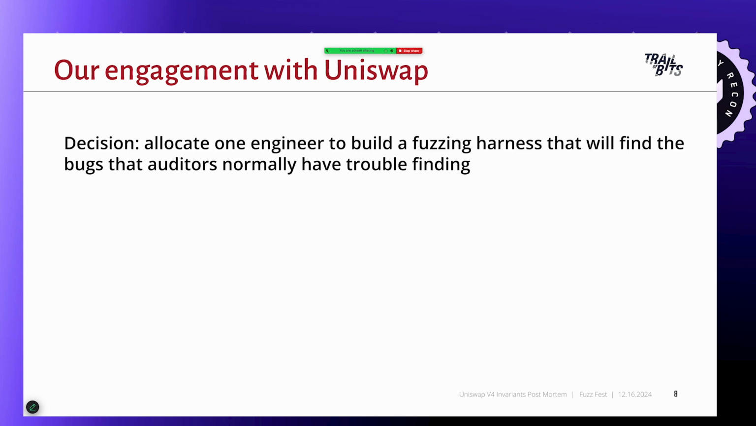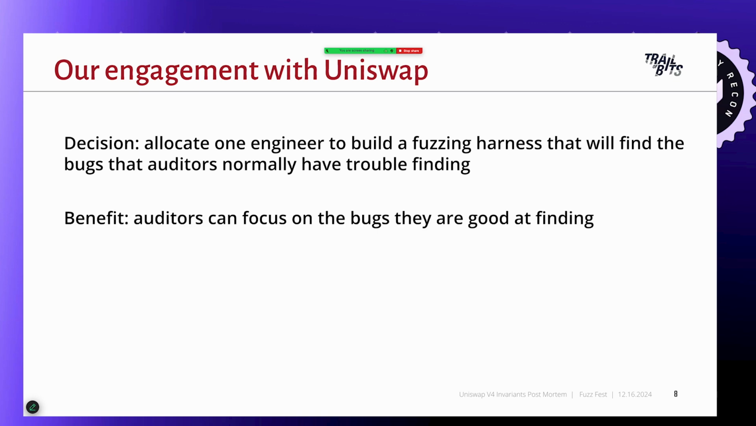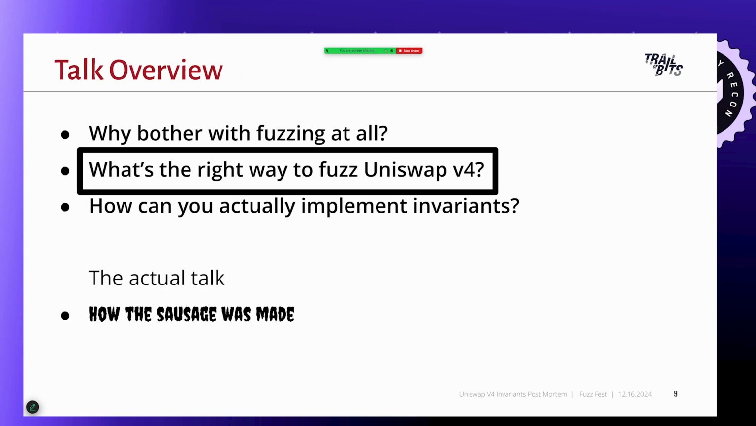So what we decided to do was allocate 1 engineer to build a fuzzing harness to try to find the bugs that auditors normally have trouble finding. The good thing about this is that the auditors can now focus on finding the bugs that they're really good at finding. They can ignore the bugs that they're not good at finding, and the fuzzing harness can pick up the slack and work on finding those bugs that the auditors just aren't very effective at finding. So next, let's talk about how we chose to fuzz Uniswap v4.